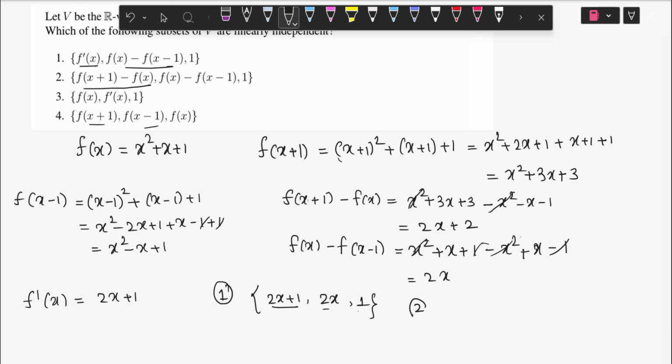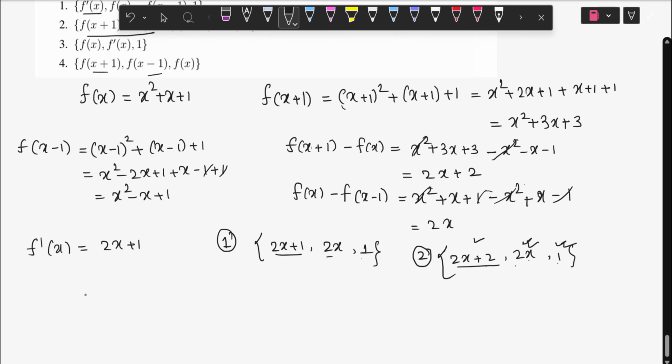Now let's move on to the next option, option 2. क्या दिया हुआ है? f of x plus 1 minus fx. This is equal to 2x plus 2. Okay. Then fx minus f of x minus 1. This is 2x and then 1. So we can write 2x plus 1 as 1 into 2x plus 2 into 1. So again, this 2x plus 1 can be expressed as a linear combination of 2x and 1. Hence, this is a linearly dependent set.